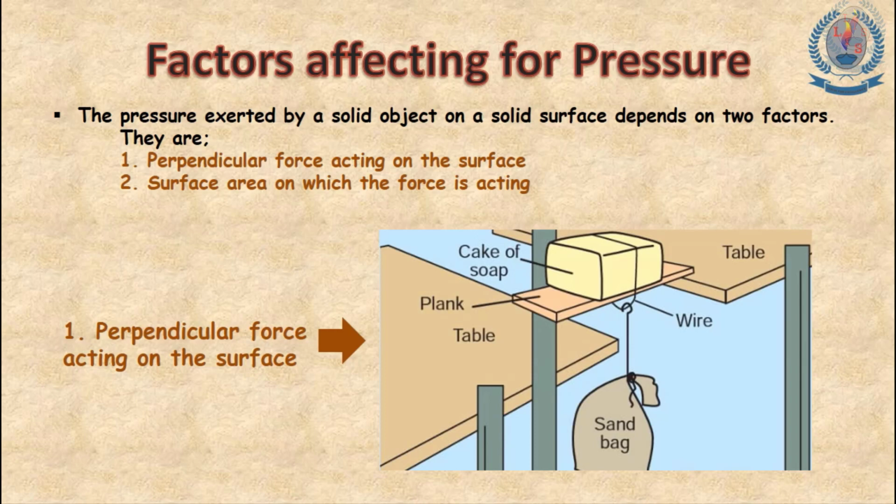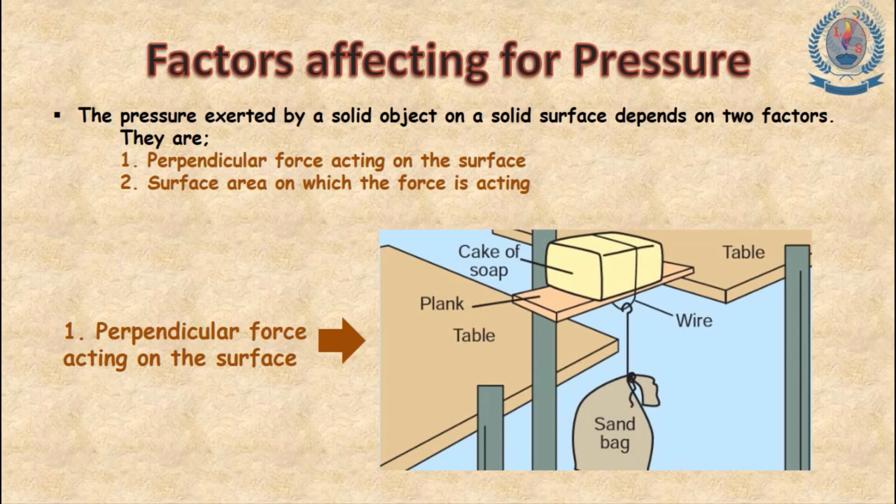Here you are going to increase the number of sand bags which are hanging on the thin metal wire. First you need to place the cake of soap on the plank, which is kept on 2 tables as shown in the figure. As the first step, you need to hang one sandbag on the wire which is set around the cake of soap, and please observe what happens.